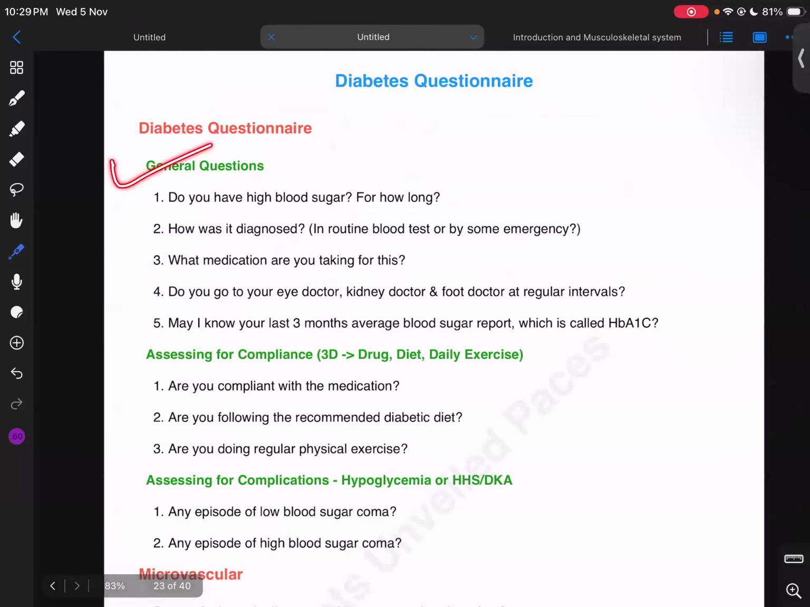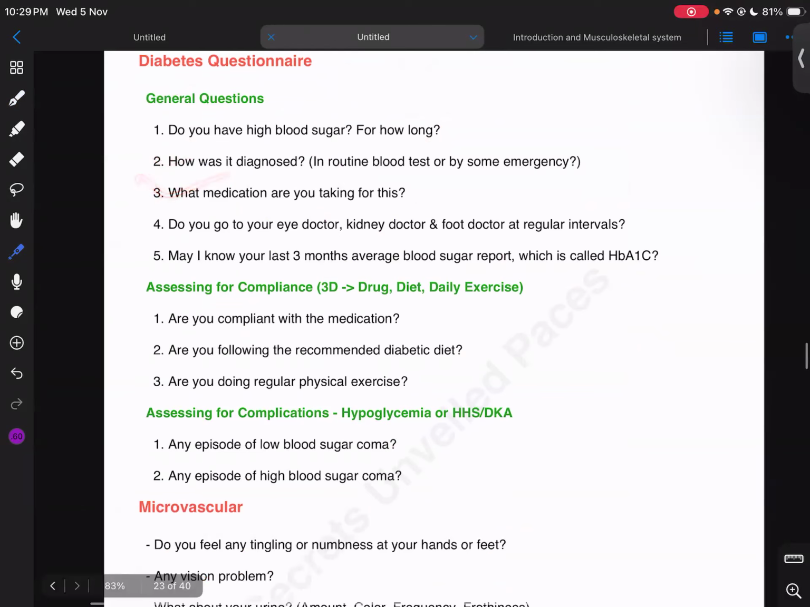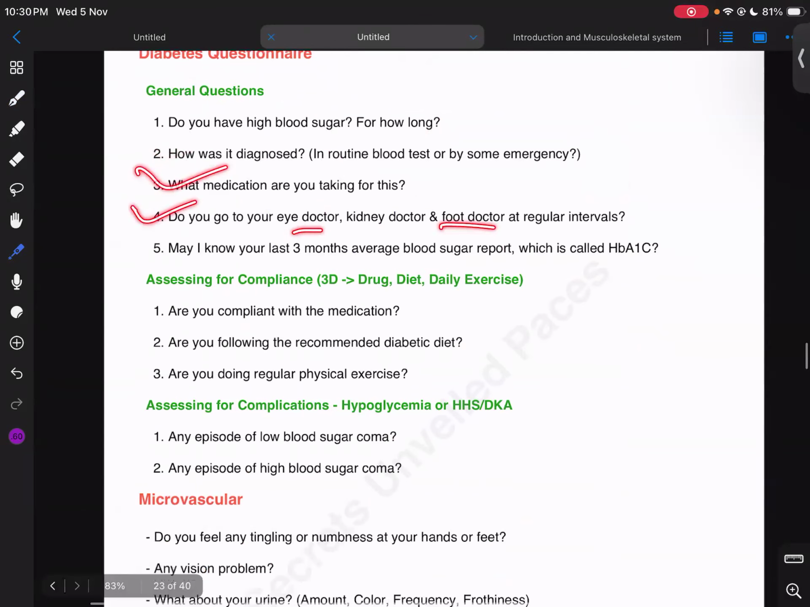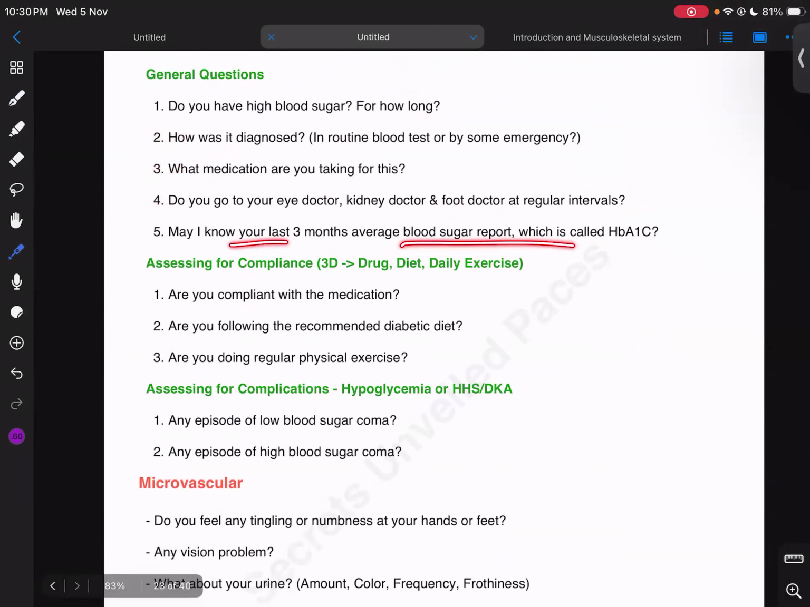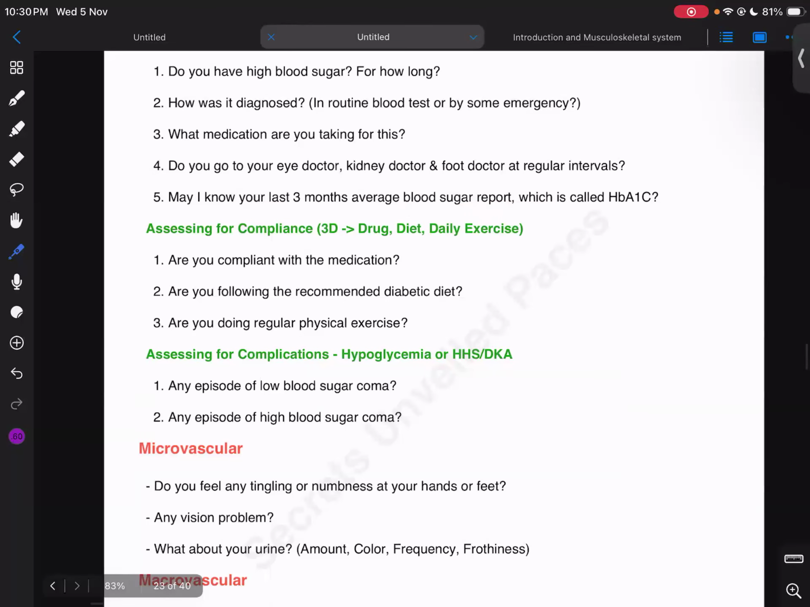Like that, you have to ask the general questions. Do you have any high blood pressure, for how long? How was it diagnosed? What medication are you taking? Are you going to the eye doctor, kidney doctor, foot doctor? May I know your 3 months blood sugar report? Then you have to assess the compliance in the form of triple D, that is diet, drug, and daily exercise.